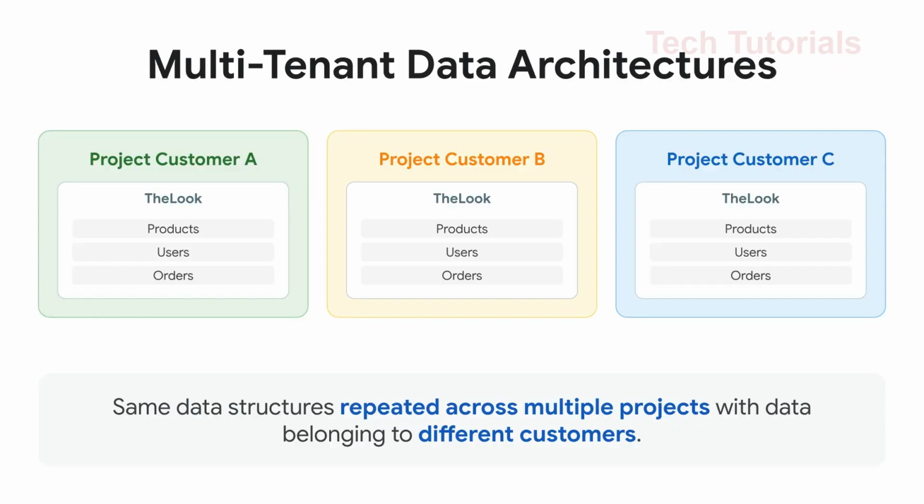Multi-tenancy might sound complex, but the concept is simple. It's about serving many customers from a single application. In a multi-tenant data architecture, we use the same underlying data structures for everyone, but the data itself stays siloed. It's the backbone of modern SaaS solutions.